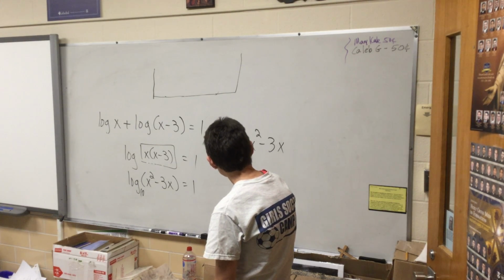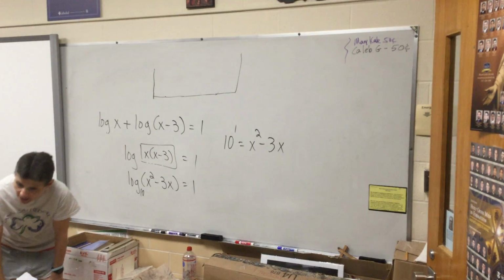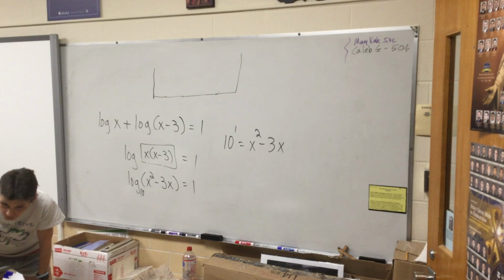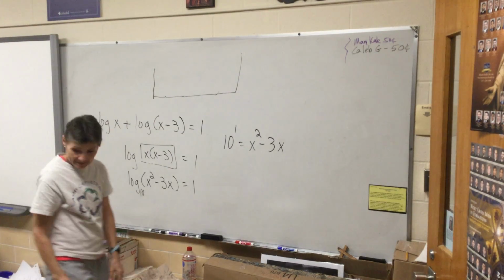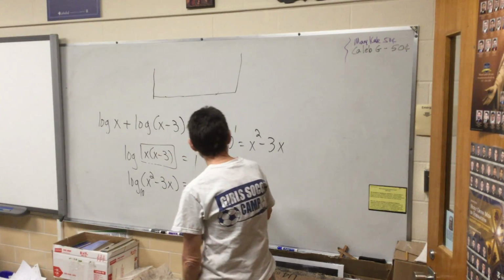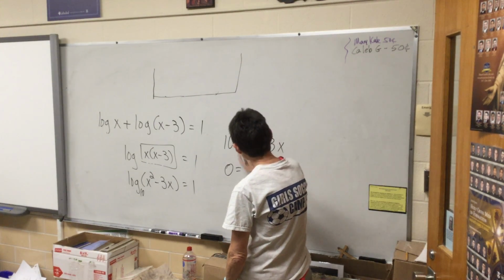Wait, what do I do with that? That's an x squared equation, a quadratic equation. What do I do with that? Just subtract the 10 over and then factor? Yep, that's exactly what I'm going to do. I'm going to subtract the 10 over. Remember, 10 to the first is just 10.